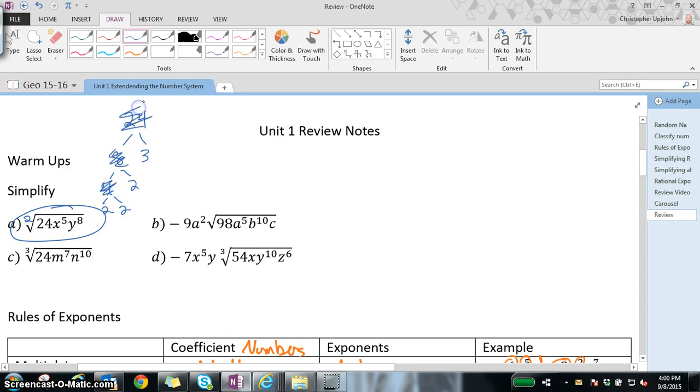Again, once you break it down, get rid of it. What do we have a pair of? We have a pair of 2's, so we bring a 2 on the outside. What doesn't have a pair? 2 and 3. That stays inside and they get multiplied back together.